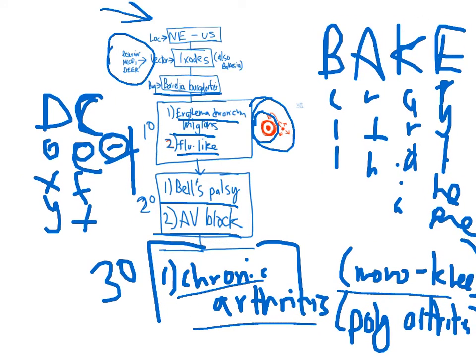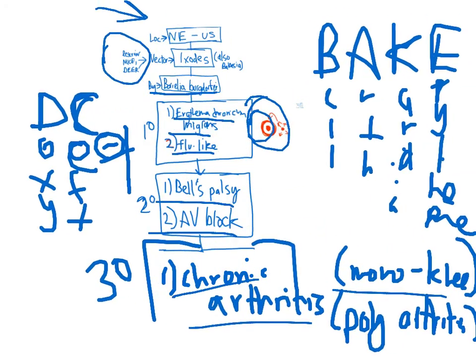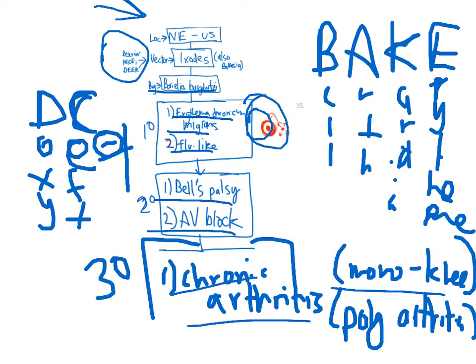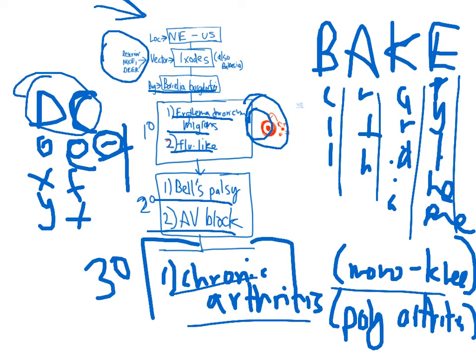You can also use the mnemonic BAKE, baking a key lime pie, standing for Bell's palsy, arthritis, cardiac block, and erythema chronicum migrans. And the treatment is DC, or doxycycline and ceftriaxone.